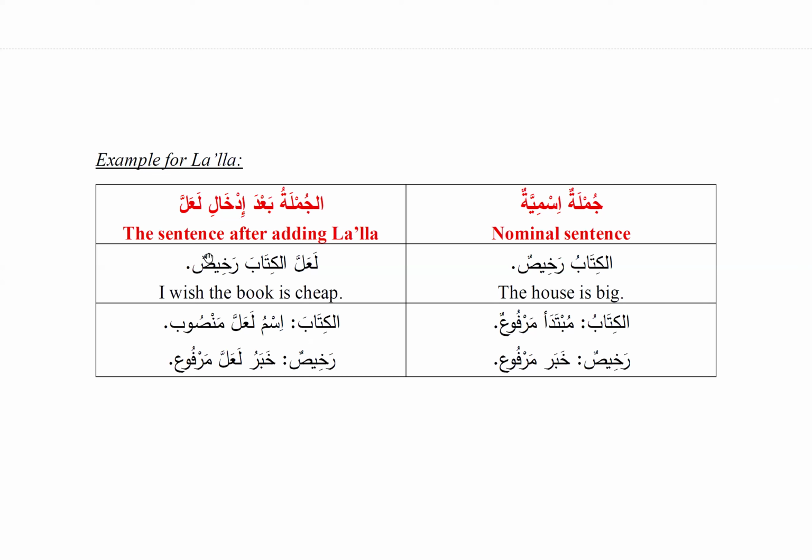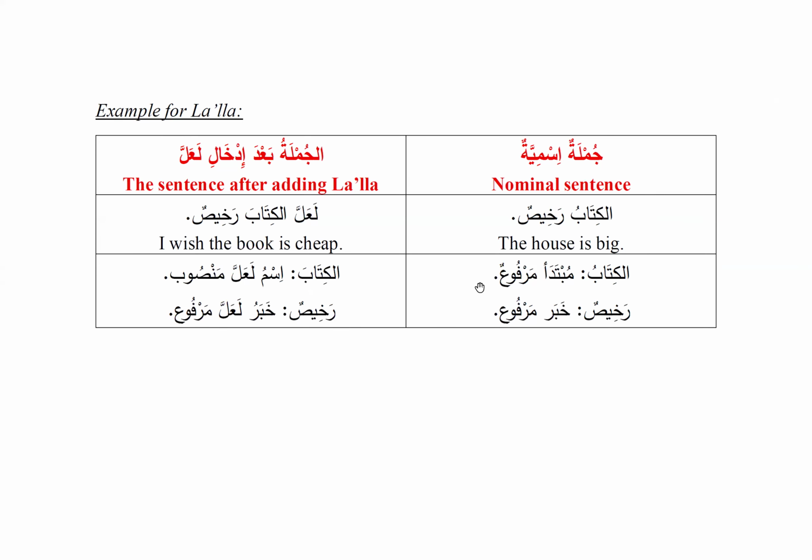Now finally we have la'alla, and that's the last one. That is to wish for something that is possible. For example, al-kitabu rakhisun, this means the book is cheap, not the house is big. So when you add la'alla, la'alla al-kitaba rakhisun, I wish the book is cheap. Al-kitabu is mubtada marfu'. Al-kitaba is ism la'alla mansoob. Rakhisun is khabar marfu', it becomes khabar la'alla marfu'.